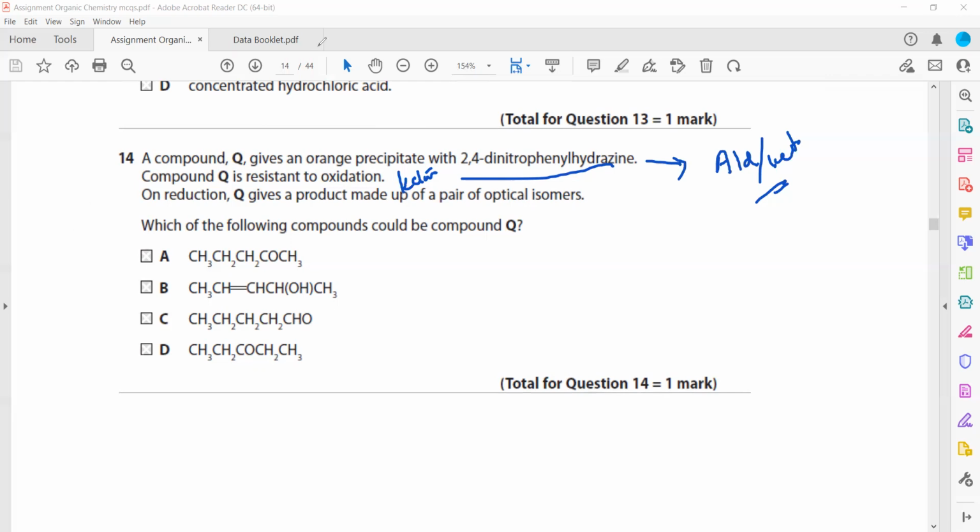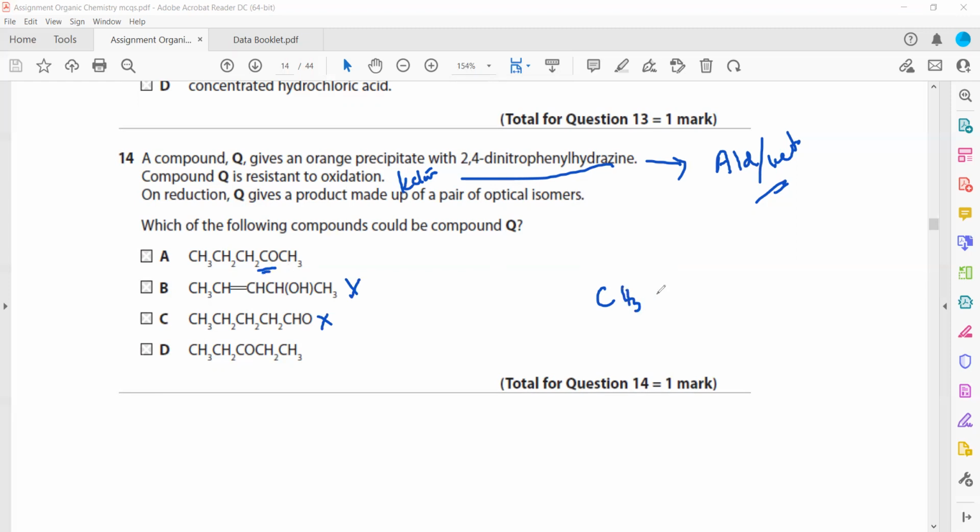So when we check the options, only this is alcohol, this is aldehyde. We cannot have B and C. So we are left with A and D. When we check, because when it is reduced, ketone will reduce into secondary alcohol.